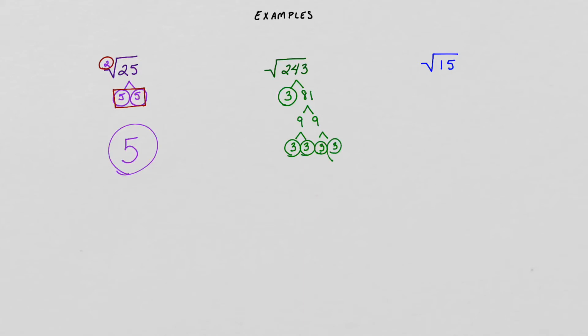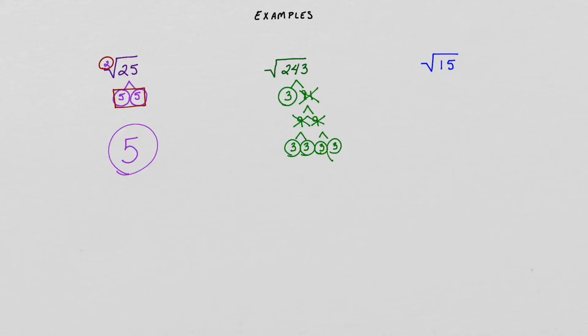For good measure, I am going to run an x through 81 and 9. I don't want to go back to those numbers because I already broke them down. Notice that 81 is the same thing as 3 times 3 times 3 times 3. So by running x's through them, I'm eliminating that, I guess, slight urge to use them again.